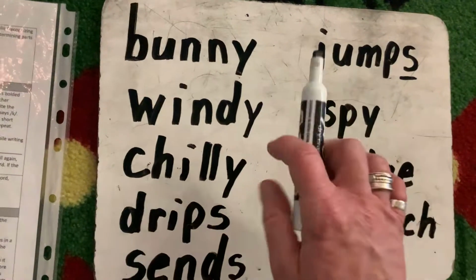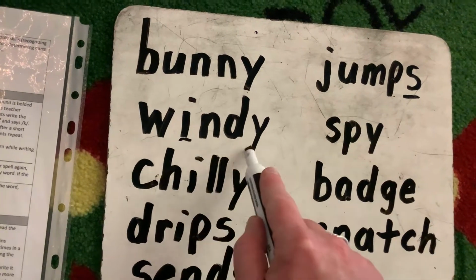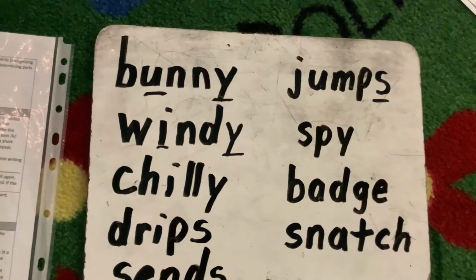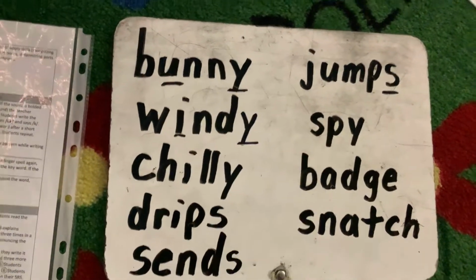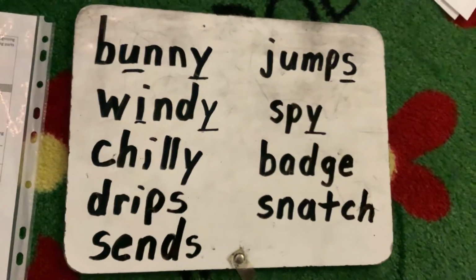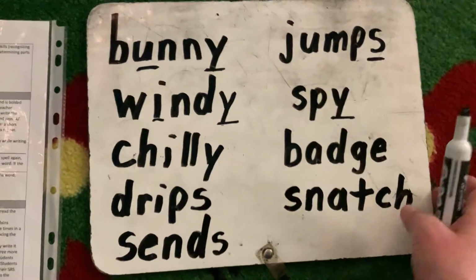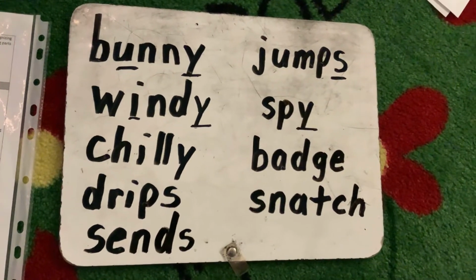So just remember, in a two-syllable word, Y says E. I see two vowel sounds. Our vowel sounds tell us how many syllables we have. Windy, bunny. And in a one-syllable, one vowel sound, Y says I, like in spy. Oh, we're not ready to move on yet. Let's go back and play some more games with these words.